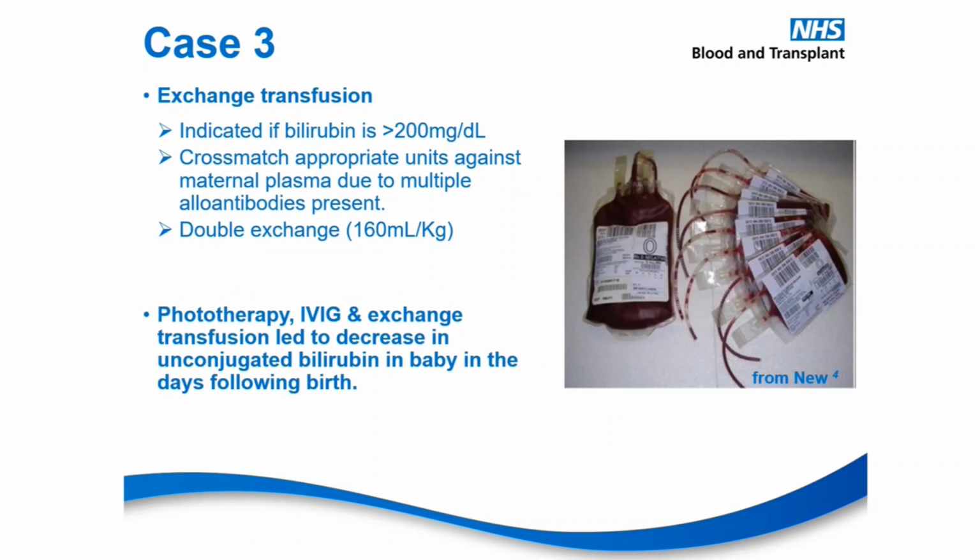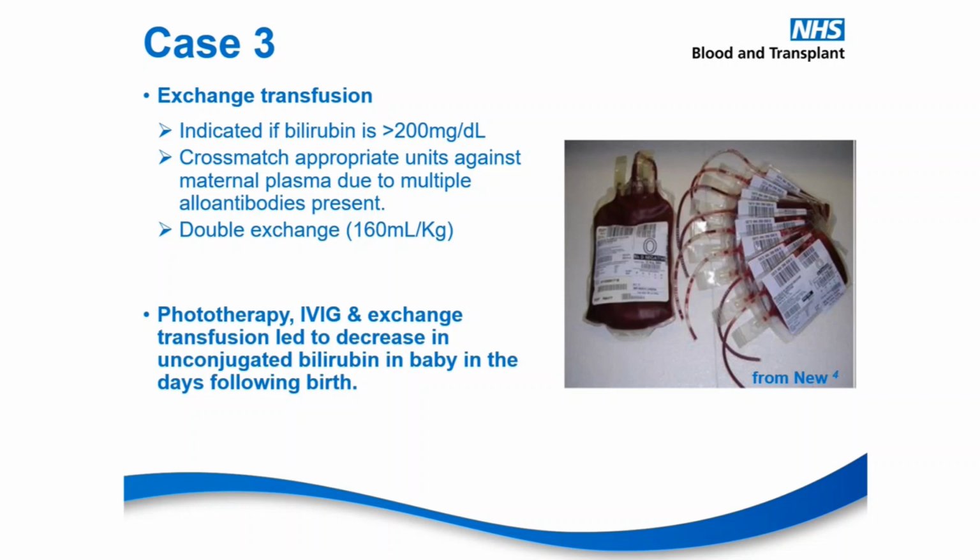And then exchange transfusion. These are indicated if the bilirubin level is over 200 milligrams per deciliter. So you cross-match appropriate units against the maternal plasma due to the multiple alloantibodies present. The exchange packs, the PD packs, have very similar requirements to the ones we've just listed for the IUTs. The hematocrit level is slightly different, but they're very, very similar.